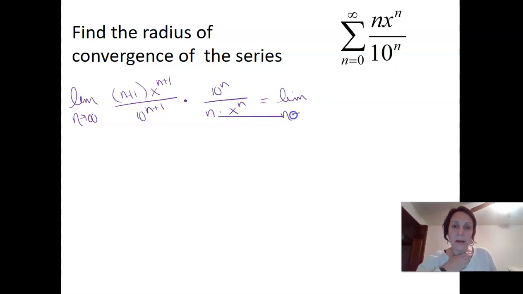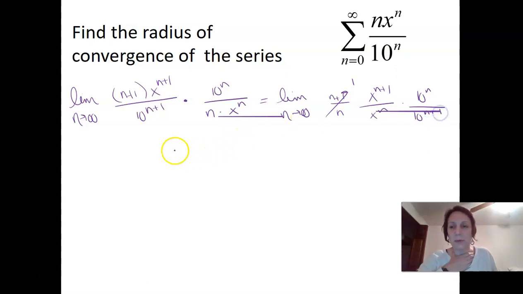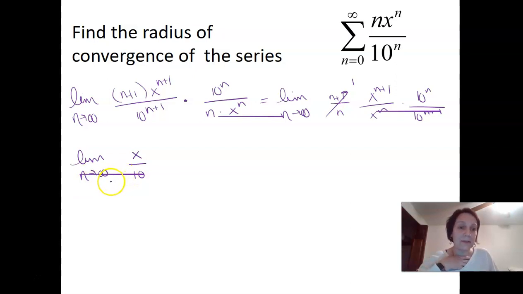So if we separate out, we have an n plus 1 over n, which is clearly going to go to 1. We have an x to the n plus 1 over x to the n, and we have a 10 to the n over 10 to the n plus 1 if we separate everything out. That leaves me with an extra x on top and an extra 10 on the bottom. So an x over 10. And again, notice there's no n left. So when I do my limit as n approaches infinity, I just get x over 10, right?